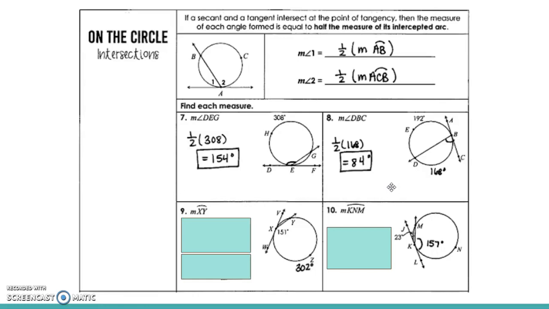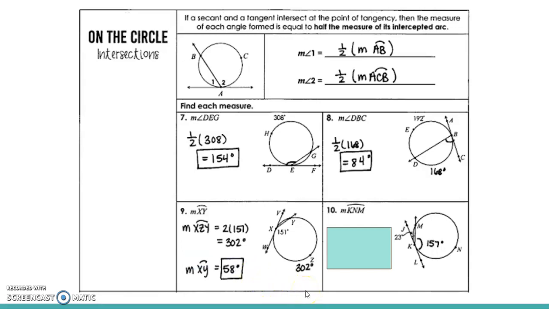Number 9 and 10 are looking at finding the arc measure now. So for number 9, they told me that the angle is 151 degrees, and I want to find the arc XY. So I'm finding that little arc over here. In order to do that, I need the arc measure for the rest of the circle. So I can find the arc XZY by doing double 151, which is 302, and then I can subtract 302 from 360. When I subtract that, I find that the measure is 58 degrees.